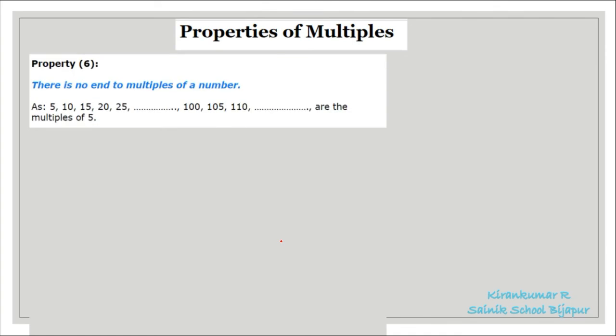The last property is there is no end to multiples of a number. Such a series is called infinite. Infinite refers to uncountable. If you want to write multiples of 5, we can continue like this: 5, 10, 15, 20, 25, so on, 100, 105, 110. It continues. These are all the multiples of 5. So there is no end to multiples of a number.